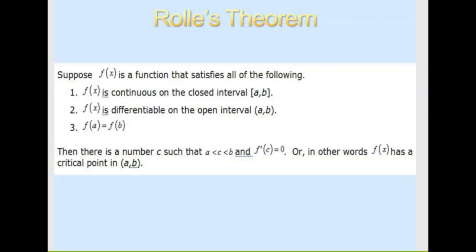And then the last is that f of A has to equal f of B. And this is the one that's different from the mean value theorem. So the mean value theorem and Rolle's theorem have one statement that is different. In this case, that different statement is statement 3.